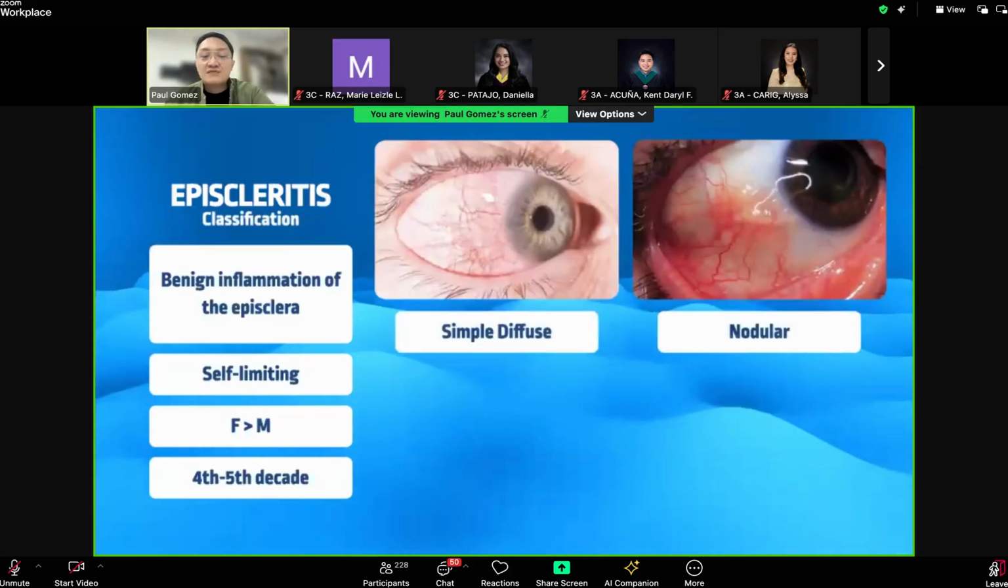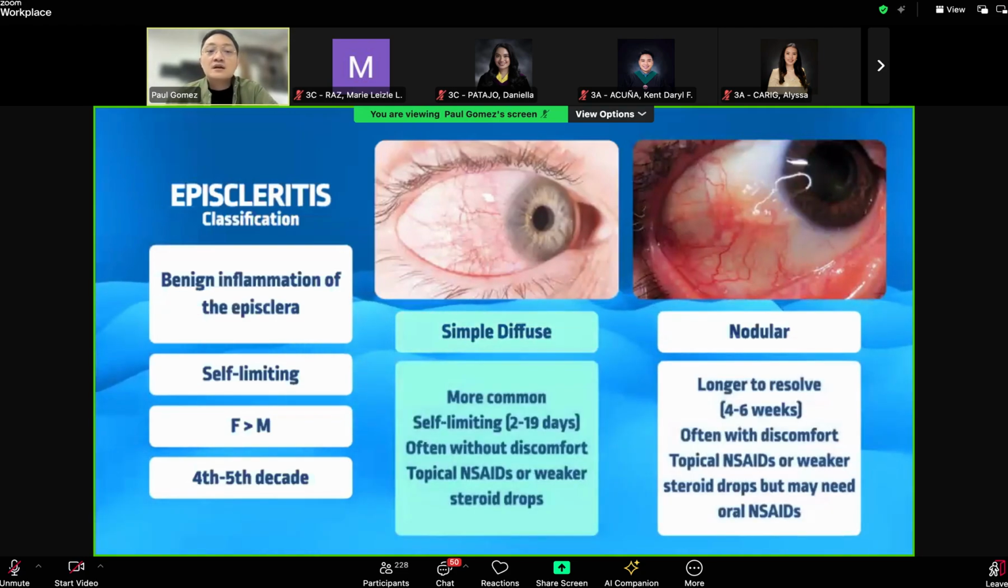Episcleritis can be classified as either simple, diffuse, or nodular type. Simple diffuse episcleritis is usually more common. It is self-limiting, lasts just 1 to 2 weeks, often without discomfort, and you can offer the patient some topical NSAIDs or possibly weaker steroid drops.